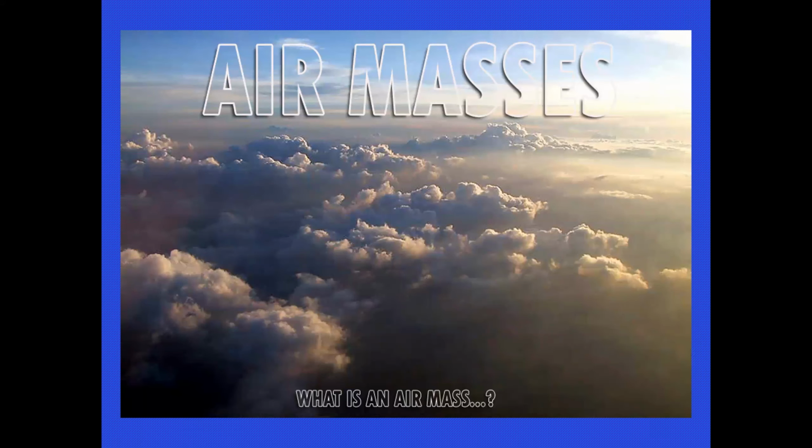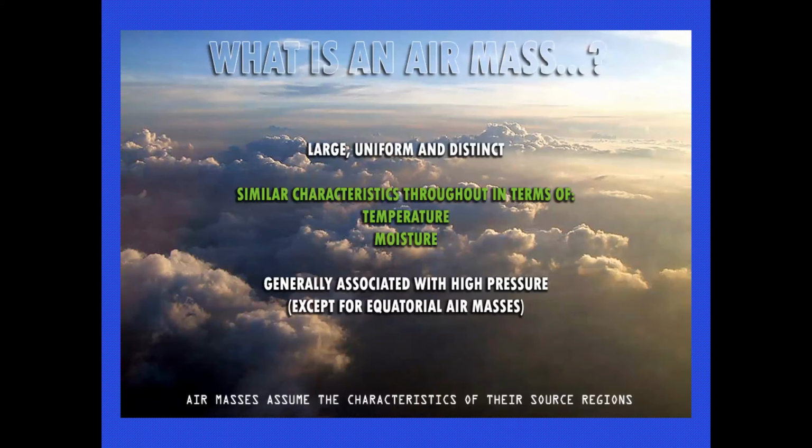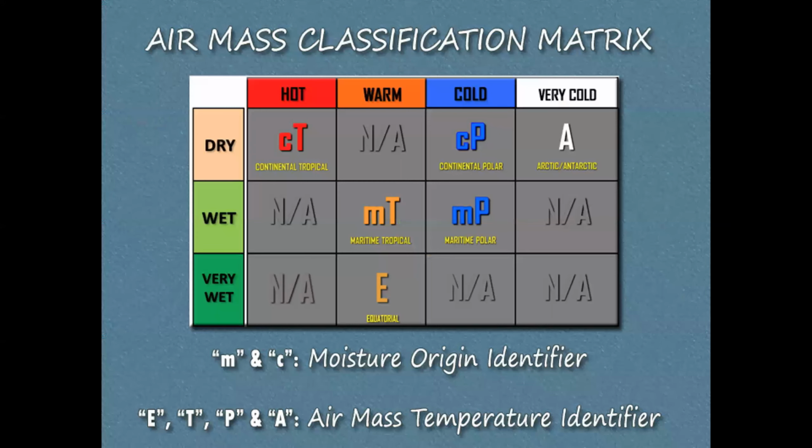Air masses. What an air mass is. Don't define air mass by saying that it is a mass of air, because that doesn't tell you anything. This is what an air mass actually is. And you tend to have these six categories. And you classify them as wet, very wet and dry, hot, warm, cold, and extremely cold.